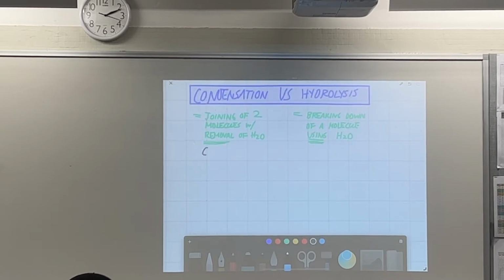So one uses H2O, one removes H2O. When you remove H2O, is H2O a product or is it a reactant? When you remove something from a reaction, is it a product or a reactant? Product. It's a product, right? When you remove something, it will be on the product side. So H2O is a product. When you use something, where do you show the thing you use in a reaction? Is it a reactant or product? It's a reactant, yeah. H2O is a reactant.